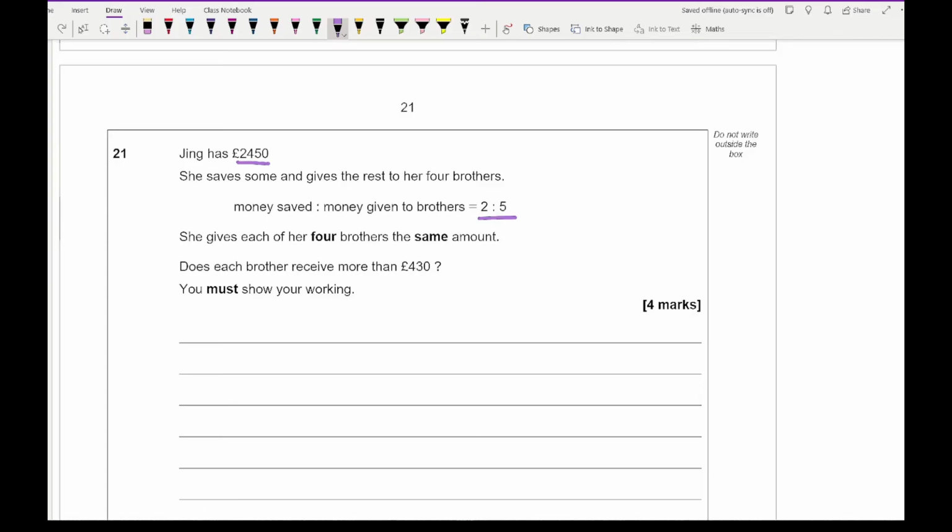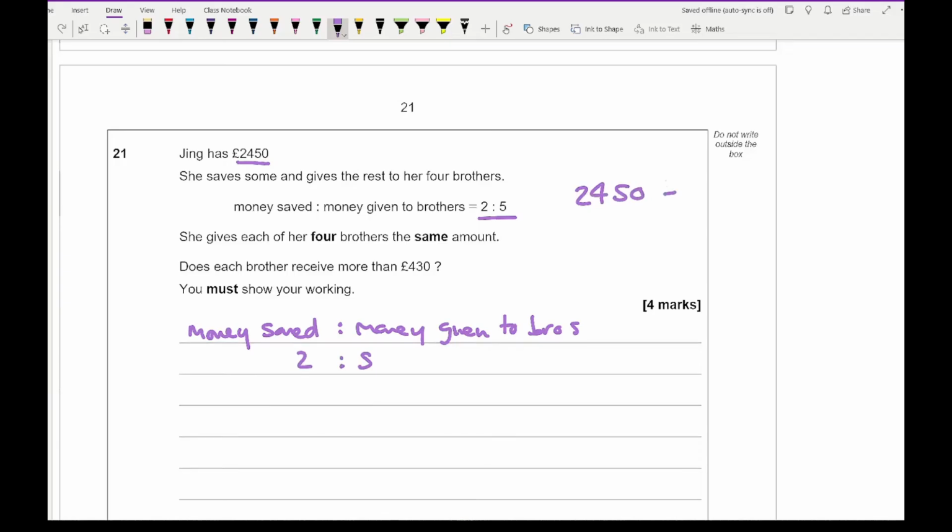So again, what we do, if I just write down money saved to money given to the brothers, that's in the ratio of 2 to 5. So if I do 2450 divided by the total number of parts, which is 7, that comes to 350. Then to work out each of these amounts, I just multiply by 350, in which 2 times 350 is 700. So that's how much she saves. How much does she give to her brothers in total? That's going to be 1750.